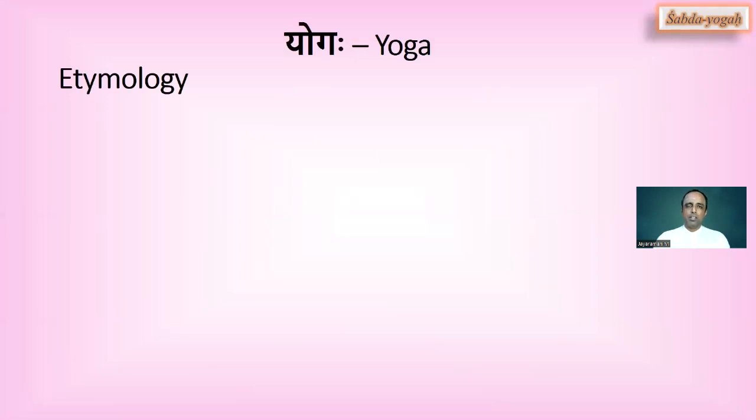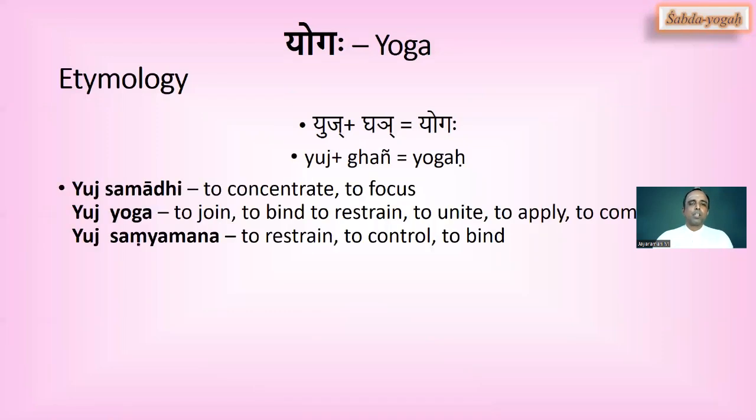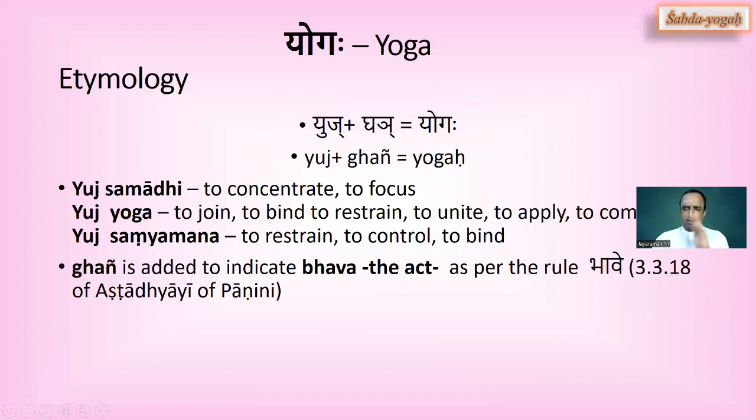Let's get into the etymology, the grammatical derivation aspect of it. We can see that the word yoga is derived by the joining of two components, yuj, the root, and ghaī, the suffix or the pratyaya. Now, first we come to the grammatical root yuj, where we see that there are three possible grammatical roots according to Sanskrita grammar. Yuj samadhi, to concentrate, to focus; yuj yoga, to join, to bind, restrain, etc.; and yuj sanyamana, to restrain, to control, to bind. So these are the three grammatically possible roots for the word yoga in all its occurrences across literature. And then to the second part, that is ghaī.